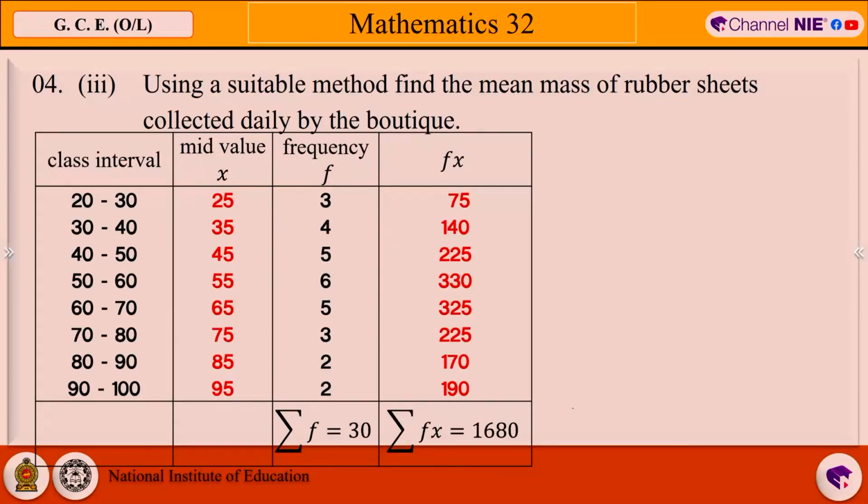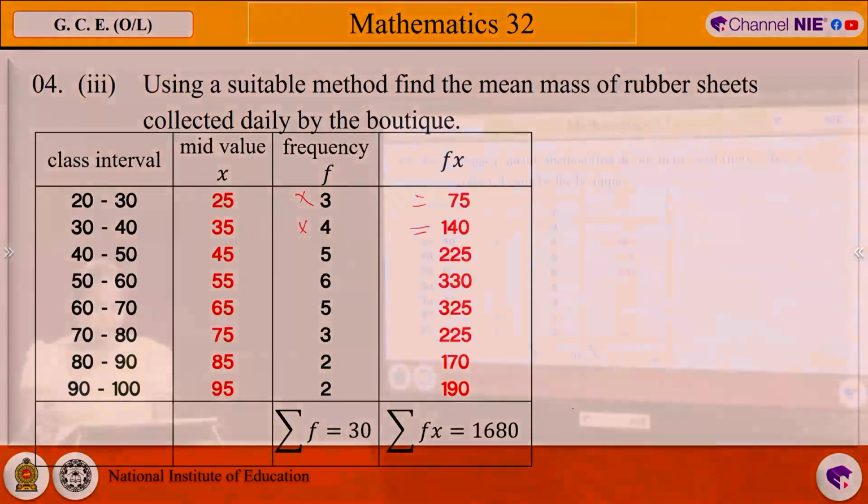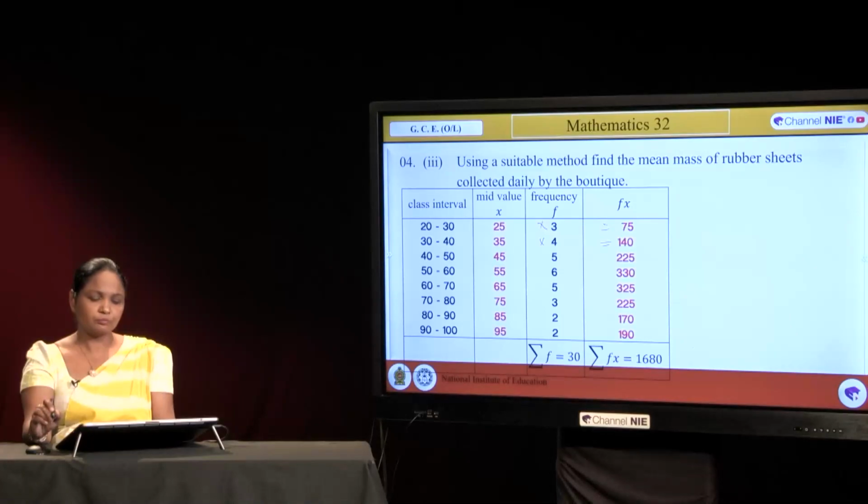Once you multiply 25 by 3, you get 75. So, 35 times 4 is 140. Likewise, you can complete the fx column. Accordingly, you can obtain the sigma fx value, which is 1680. Please double check these values, otherwise you may get an incorrect answer for the mean.